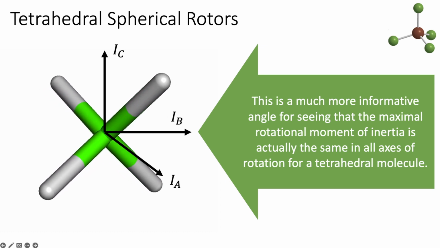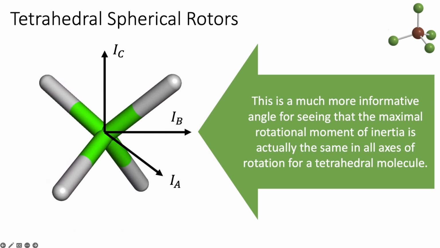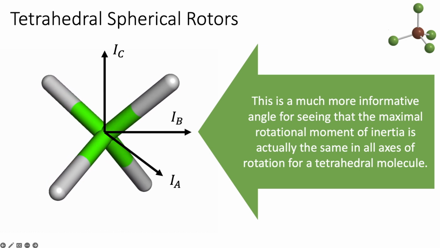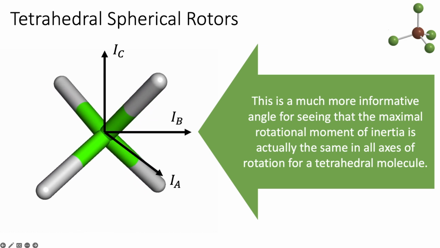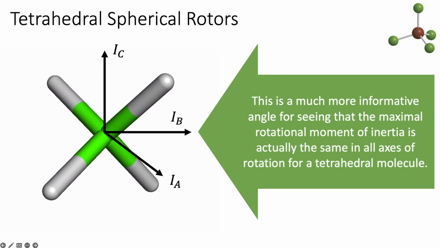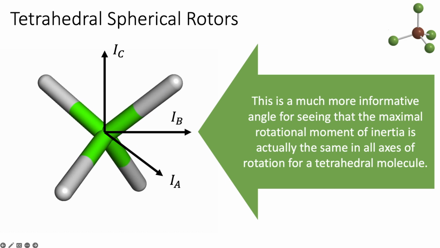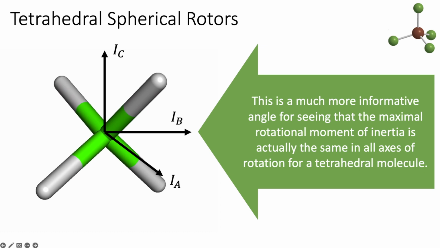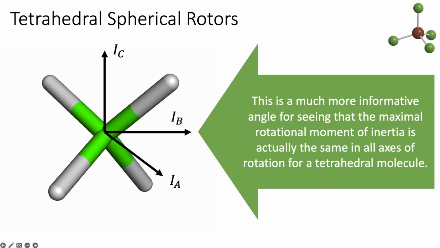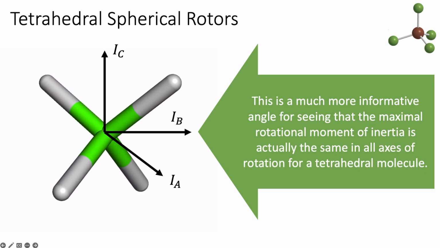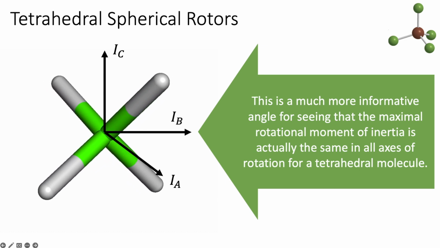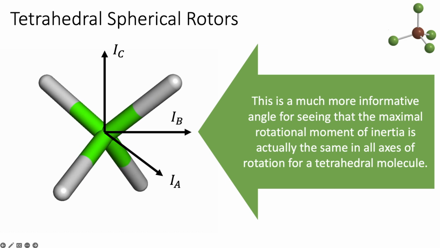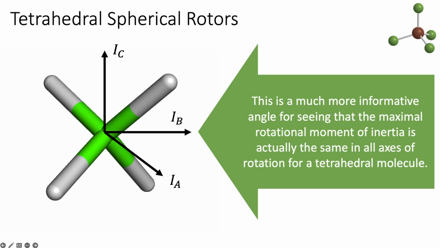And if it's oriented in this way, you can see that these rotations about IA, IB, or IC are actually equivalent now. They're no different. So the magnitude of the angular momentum, if this thing were rotating at the same frequency about any of these axes, would be the same. So this is the way this particular molecule should be oriented, to show you that it really does have spherical symmetry from the perspective of a rigid rotor.